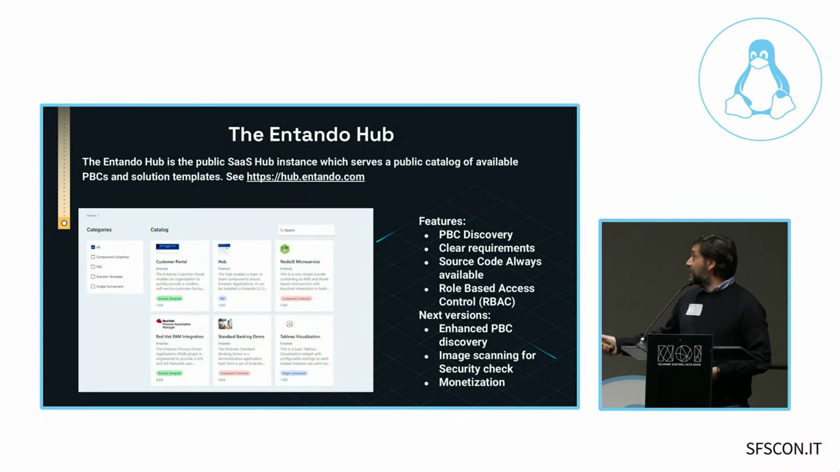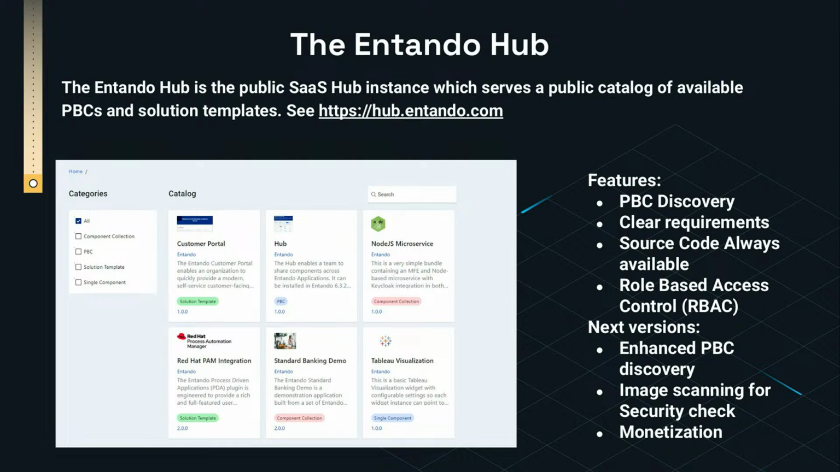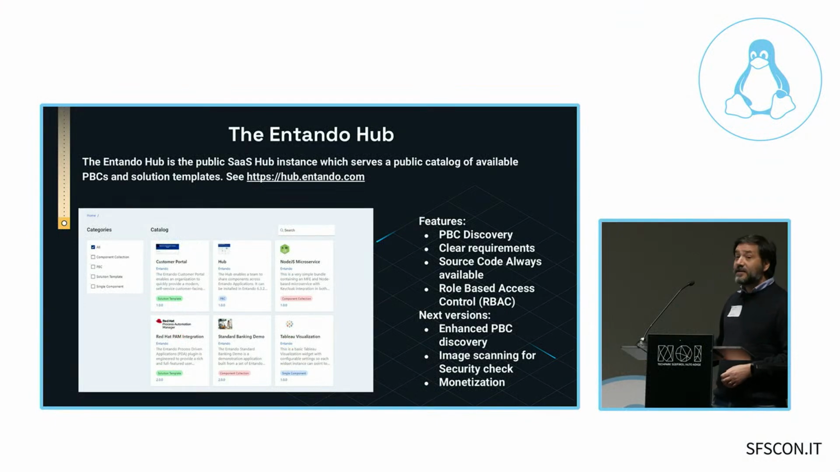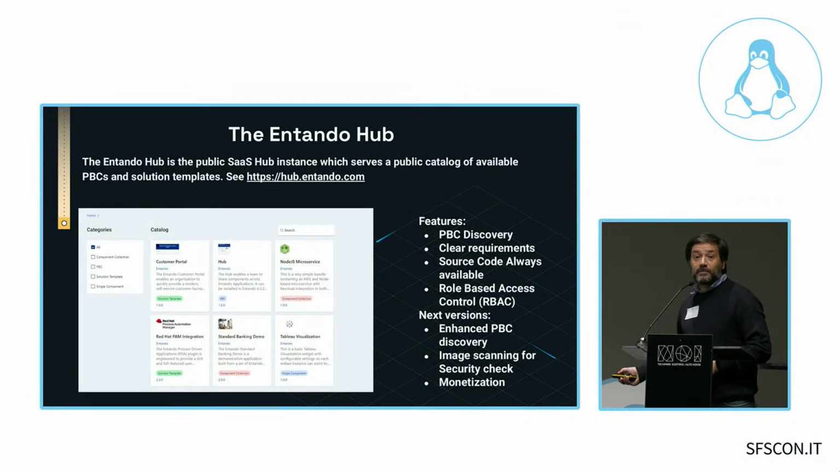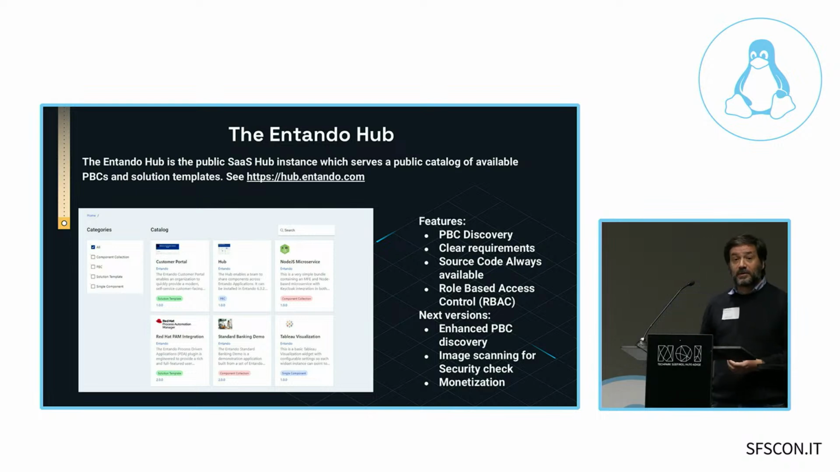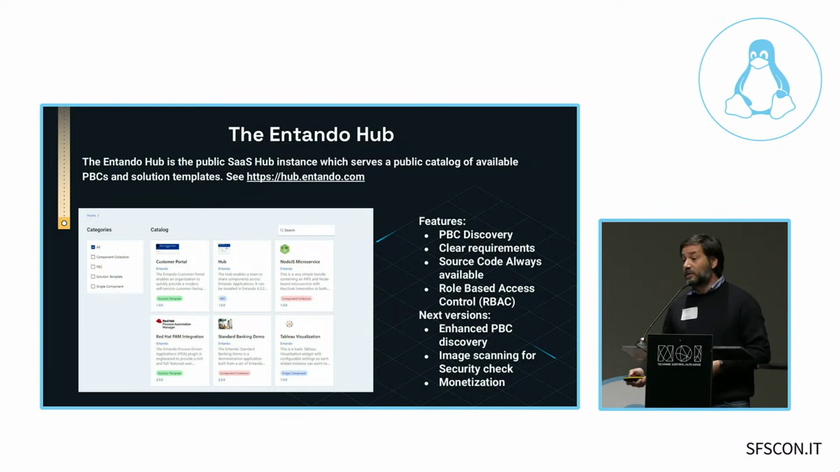We have added to this element a lot of features. PBC discovery, as mentioned, clear requirements. You can take the source code of the PBCs, and we have role-based access, because you can even want to hide some of the PBC to some user. You don't want something to be public to everyone, maybe. Next versions will have enhanced PBC discovery with a lot of information of the communication, of the events, and meta informations that are now partially available. We are adding image scanning for security check, and in the end, we are adding a monetization flow. Basically, you can publish PBC on a market like this, and you can monetize your work.